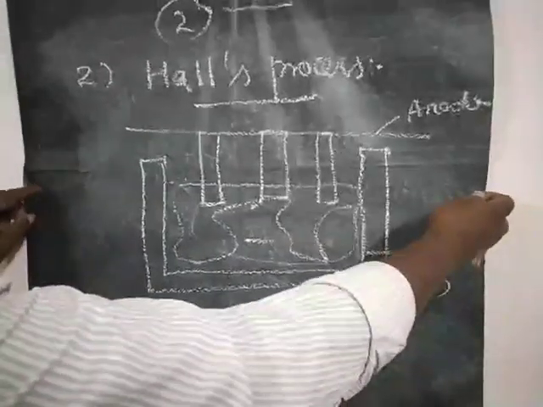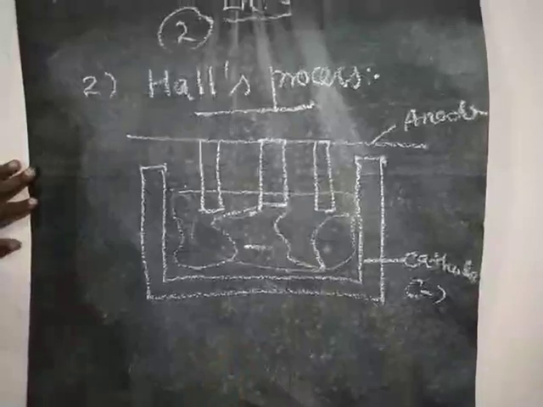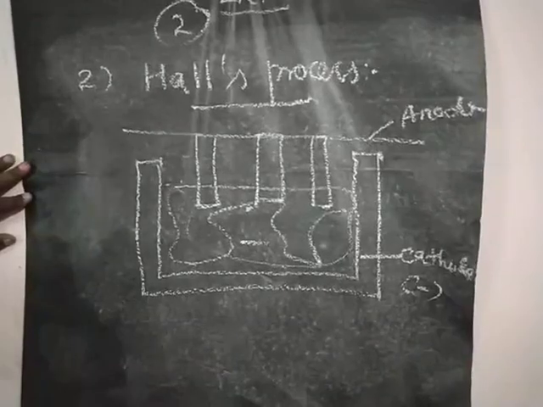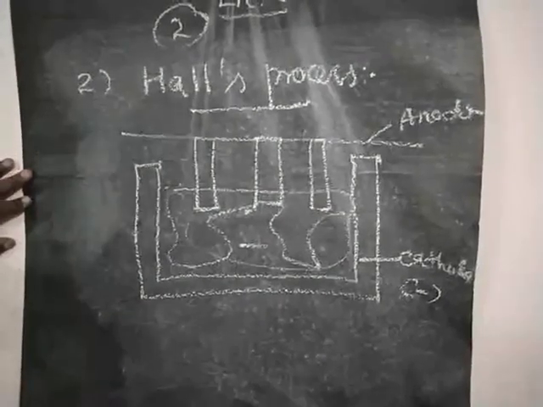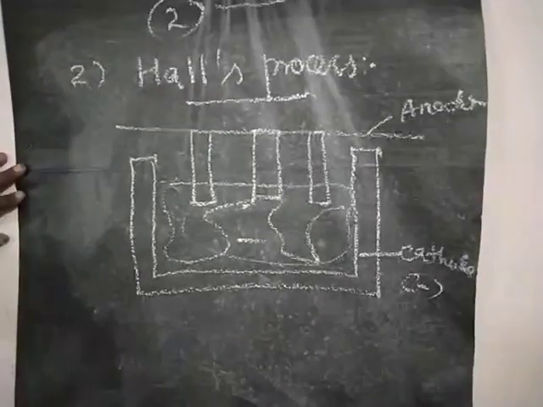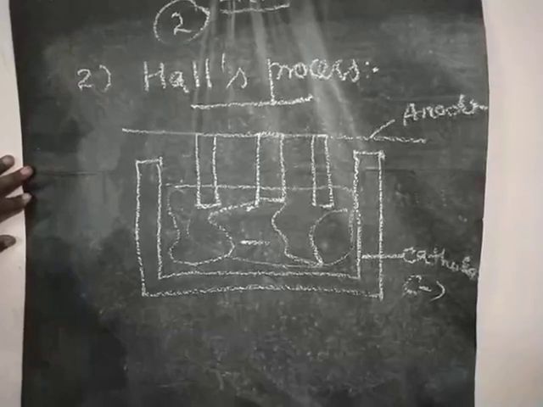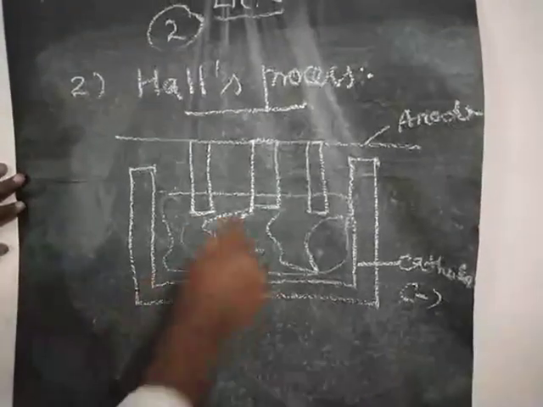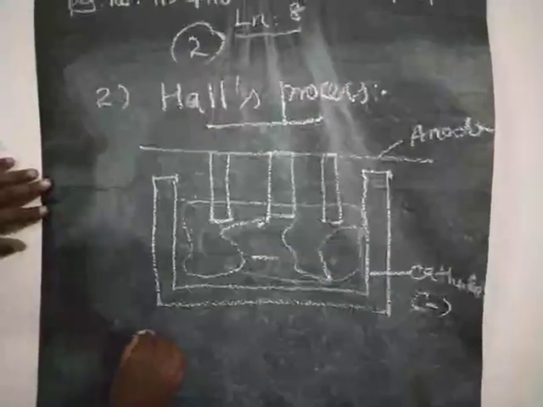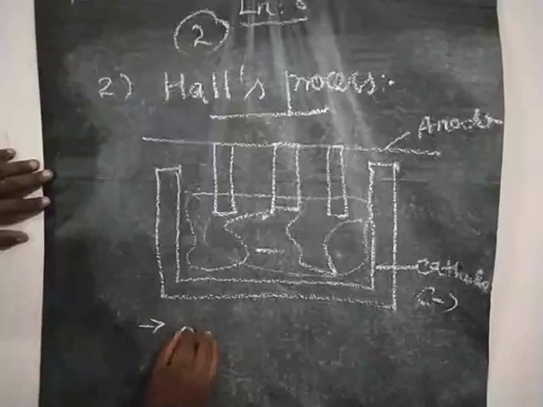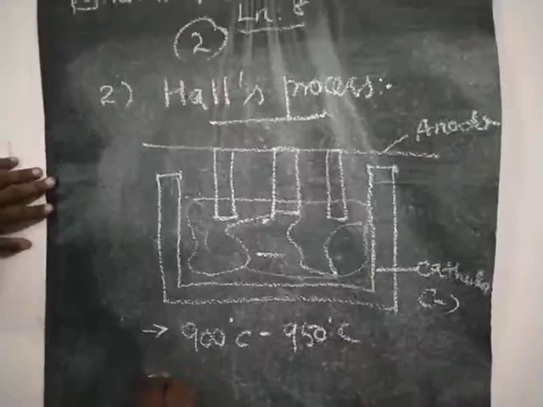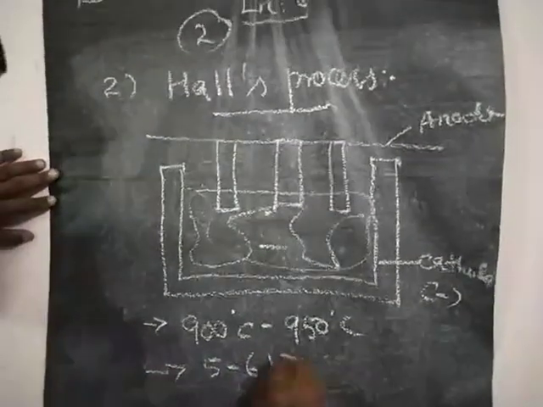So this apparatus we have to take. In this electrolyte solution, what materials are present? One is pure alumina, second one molten cryolite, third one fluorspar. Fluorspar is a flux material. Why do we add the flux material to this solution? To reduce the fusion temperature and impurities. Next we apply a temperature of 900 to 950 degrees Celsius and a voltage of 5 to 6 volts.